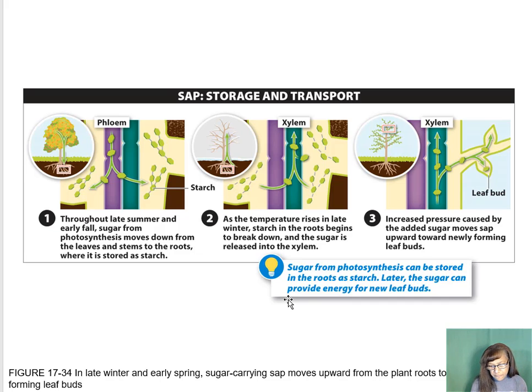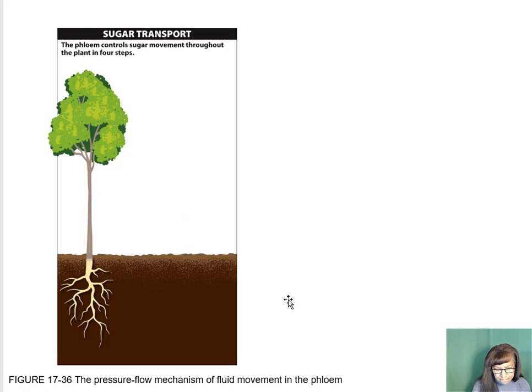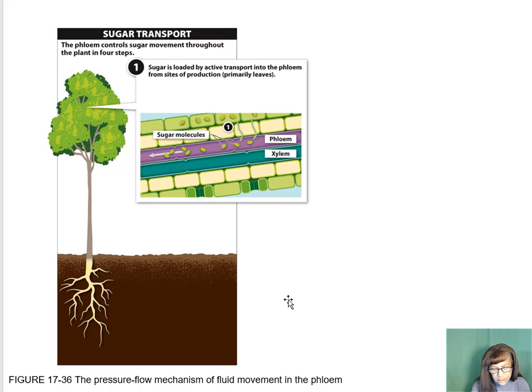So sugar from photosynthesis can be stored in the roots as starch, and then later the sugar can provide energy for new leaf buds. So let's take a look at sugar transport. The phloem controls sugar movement throughout the plant in 4 steps. Step 1, sugar is loaded by active transport into the phloem from sites of production, primarily the leaves, right?